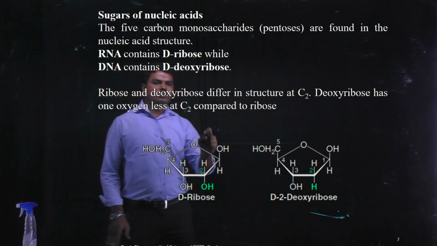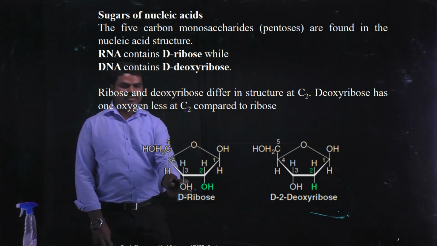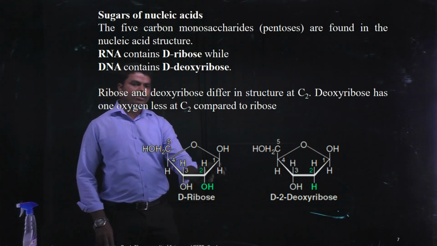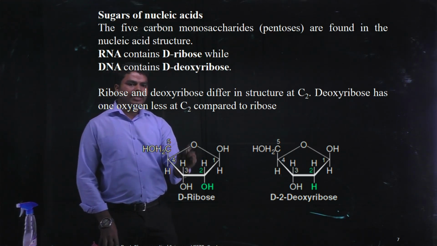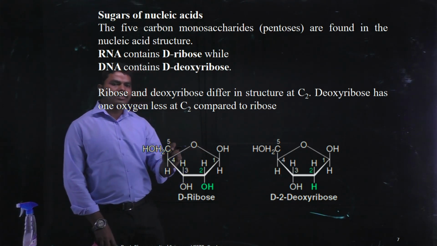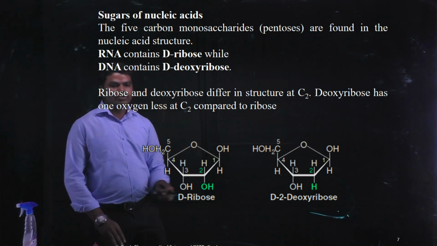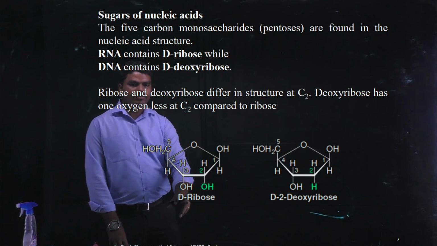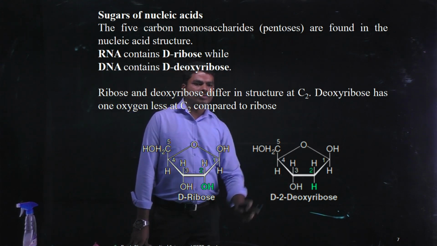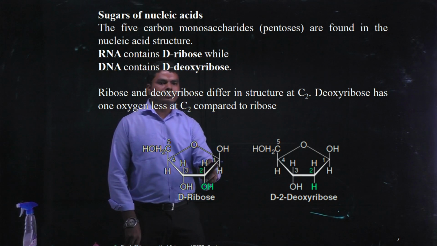Ribose and deoxyribose differ in structure at carbon 2. I can consider this as the pentose sugar structure. Ribose and deoxyribose differ only at carbon 2, which means deoxyribose has one oxygen less than ribose at carbon 2. When you observe these structures, the first one is D-ribose and the second one is D-deoxyribose, and here we can see the numbering of this pentose ring.